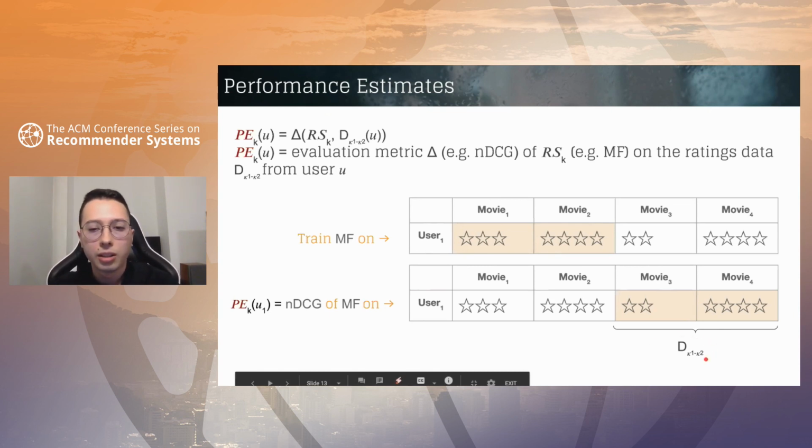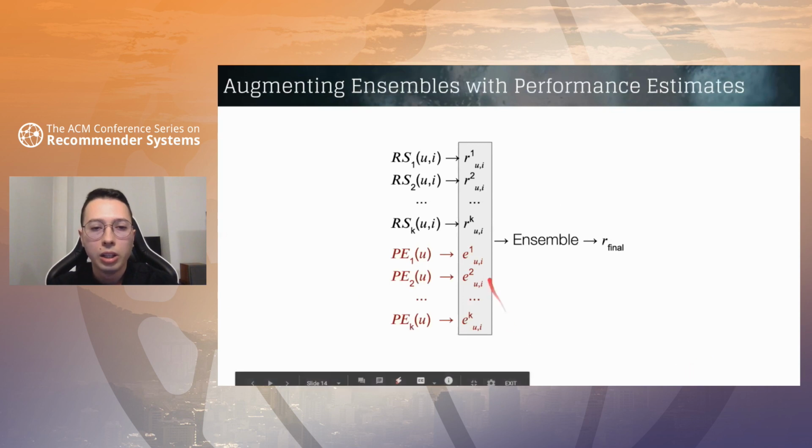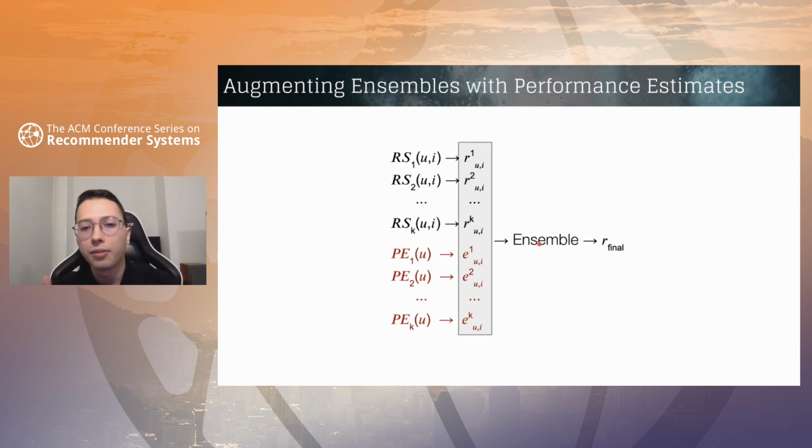The idea is that if we have one estimate of performance for each of the base recommenders, we make the life of the ensemble easy, because we are telling it that the first recommender we think is going to be effective, the second might not be, and so on. So the stacking model could learn the interactions between those and make the final prediction.